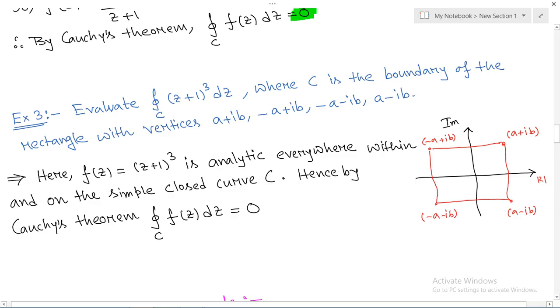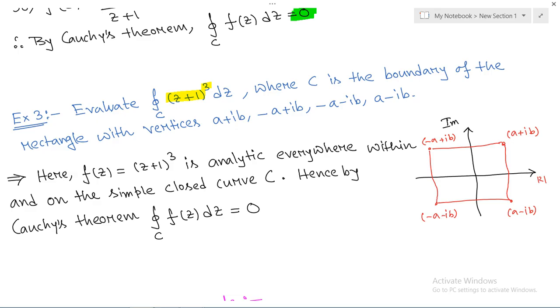Now the function given here has no denominator. Have you seen this? (z plus 1) whole cube is given, so there is no denominator. Since there is no denominator, there will be no problem satisfying the condition of analyticity, because it is an entire function, a polynomial function, that means it is analytic in the whole complex plane without any singularities.